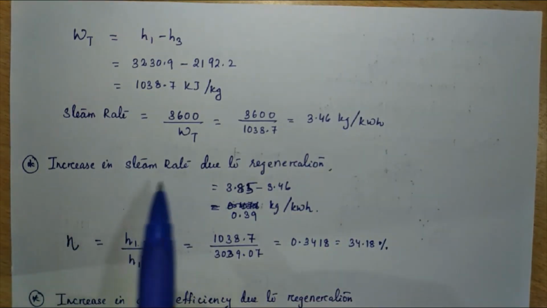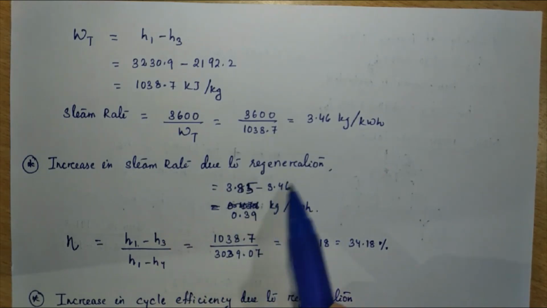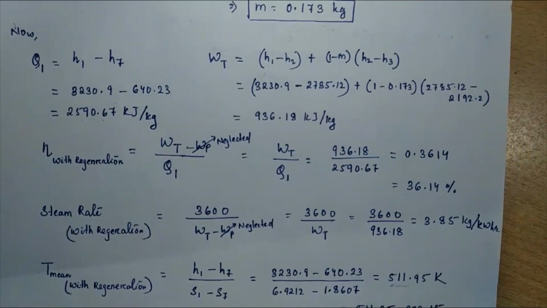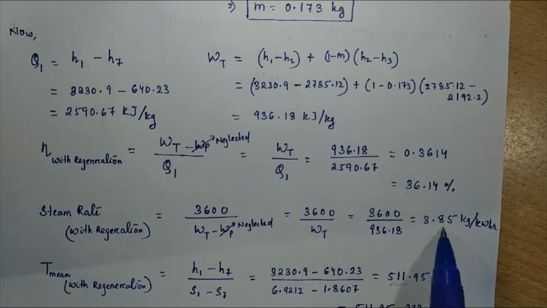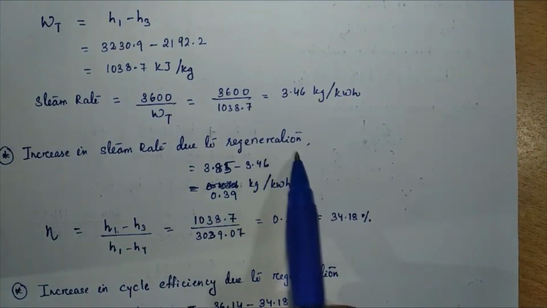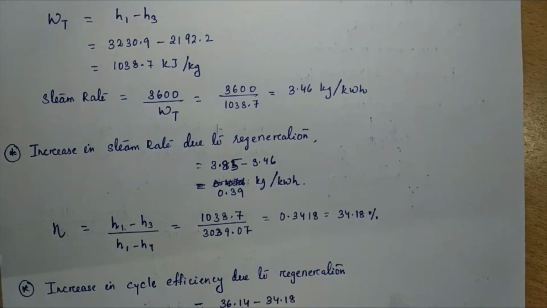Next is increase in steam rate due to regeneration. So see, this is the value without regeneration and this value is with regeneration. Just subtract 5 minus 3.46, and we get the increase in steam rate due to regeneration.